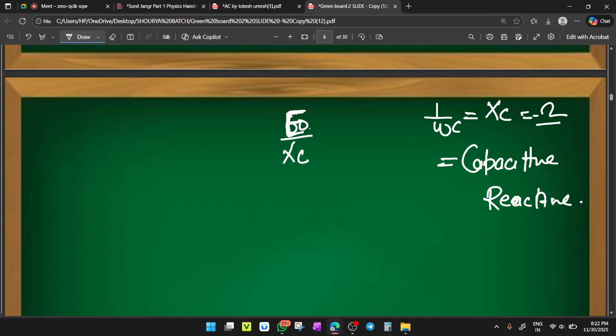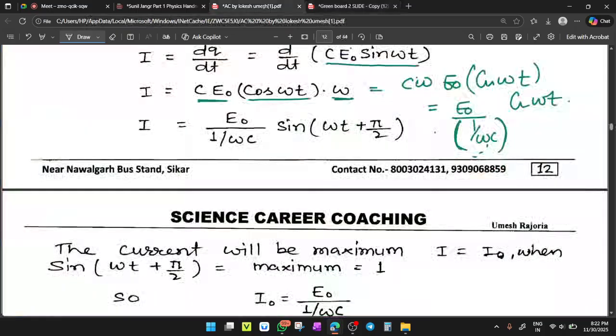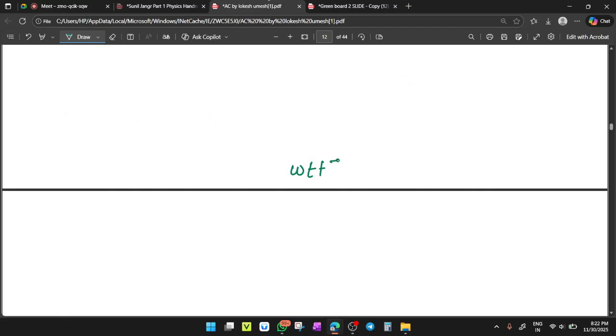For maximum applied EMF, you will have the value equal to I naught. So this total becomes I naught, and this cos omega t may be written as sin(omega t plus pi by 2), because sin(90 plus theta) equals cos theta. So finally you have the derivation for I equals I naught sin(omega t plus pi by 2).